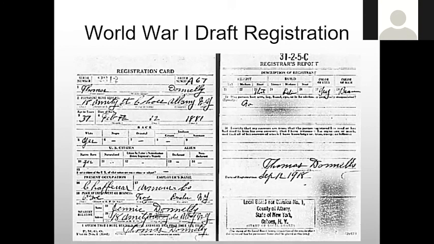We have the World War I draft registrations. If you don't have a birth date for someone born in the late 1800s, this might give you the clue as to who they are. And it's going to list their next of kin, where they were working at the time. It's also going to give you a physical description. It's not a complete one, but it will tell you whether they were short, medium, or tall, what their hair and eye color was, and what their conformation was. Were they thin, medium, or fat?